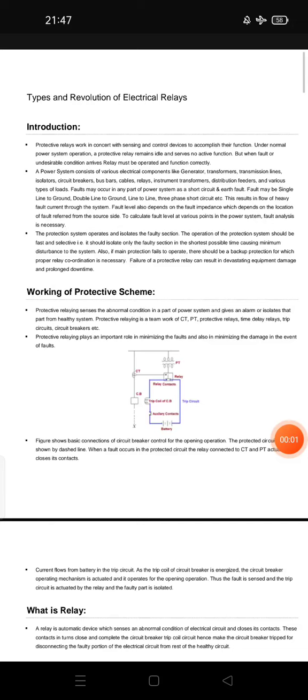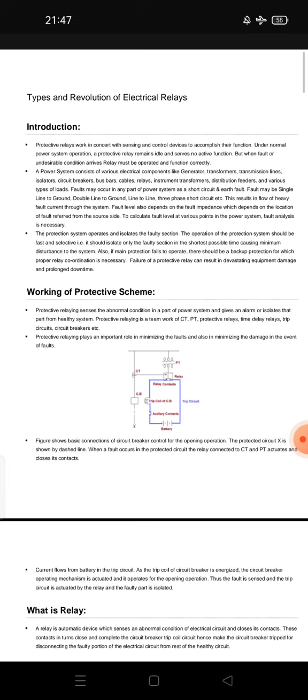Types and levels of electric relays. Protective relays work as sensing and controlling devices to accomplish their functions. Under normal power system operation, protective relays remain idle, with no action or function. But when a fault or undesirable condition arrives, relays must operate and function correctly.